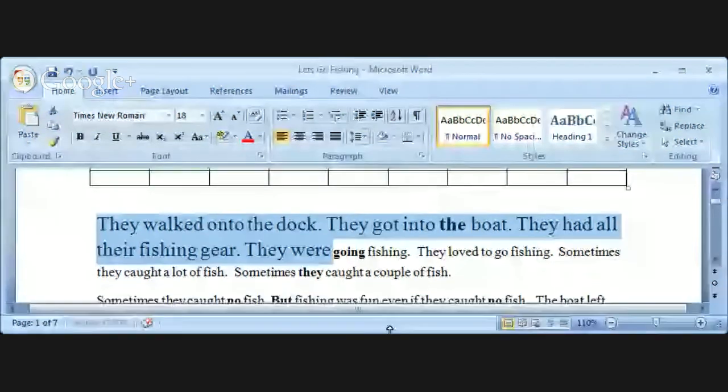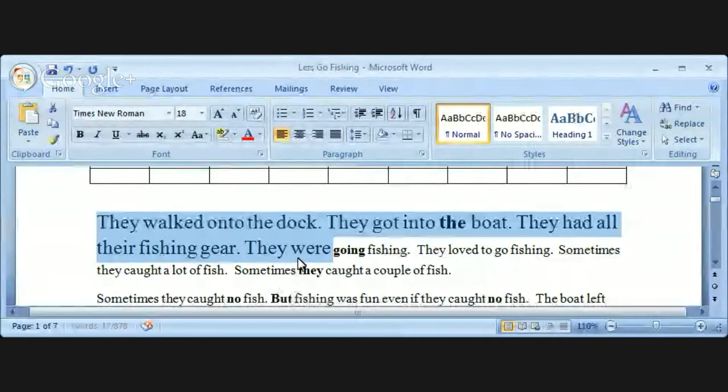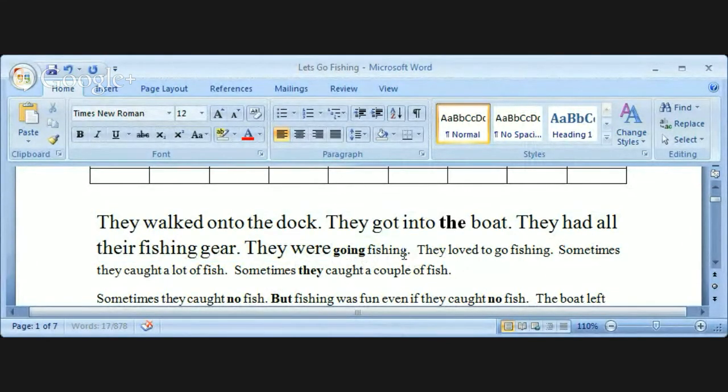They walked onto the dock. They got into the boat. They had all their fishing gear. They were going fishing. They loved to go fishing. Sometimes they caught a lot of fish. Sometimes they caught a couple of fish. Sometimes they caught no fish, but fishing was fun even if they caught no fish.